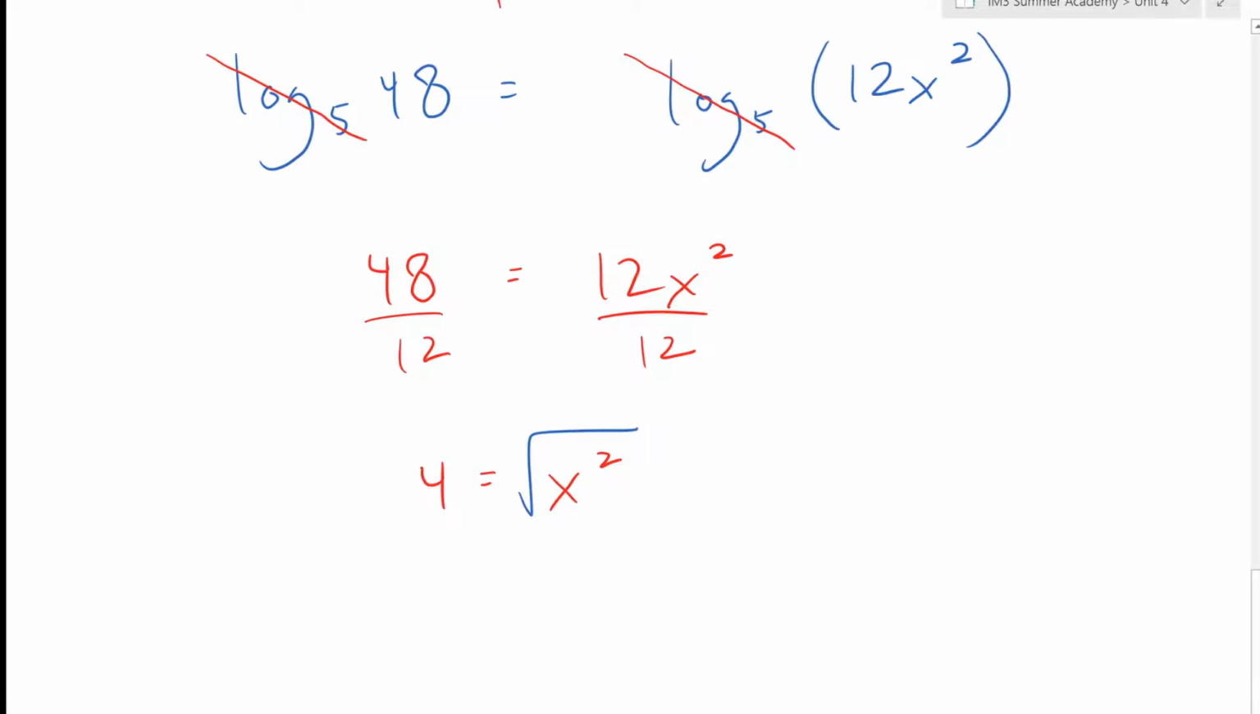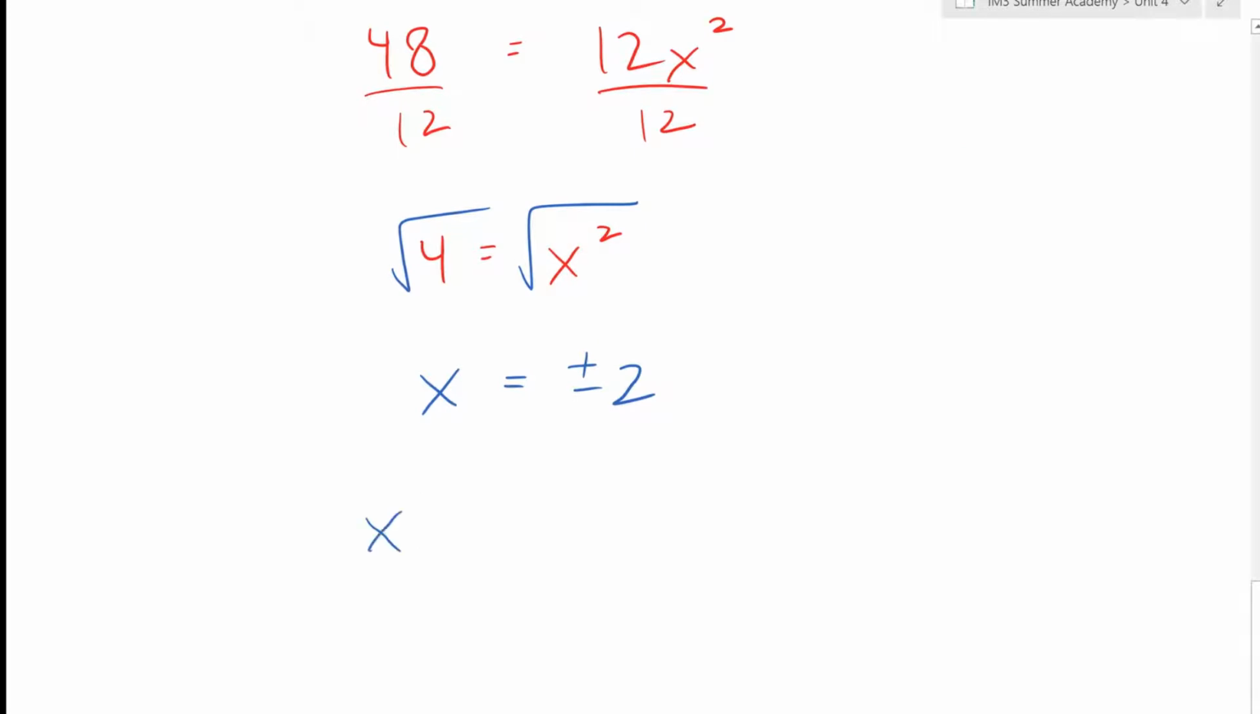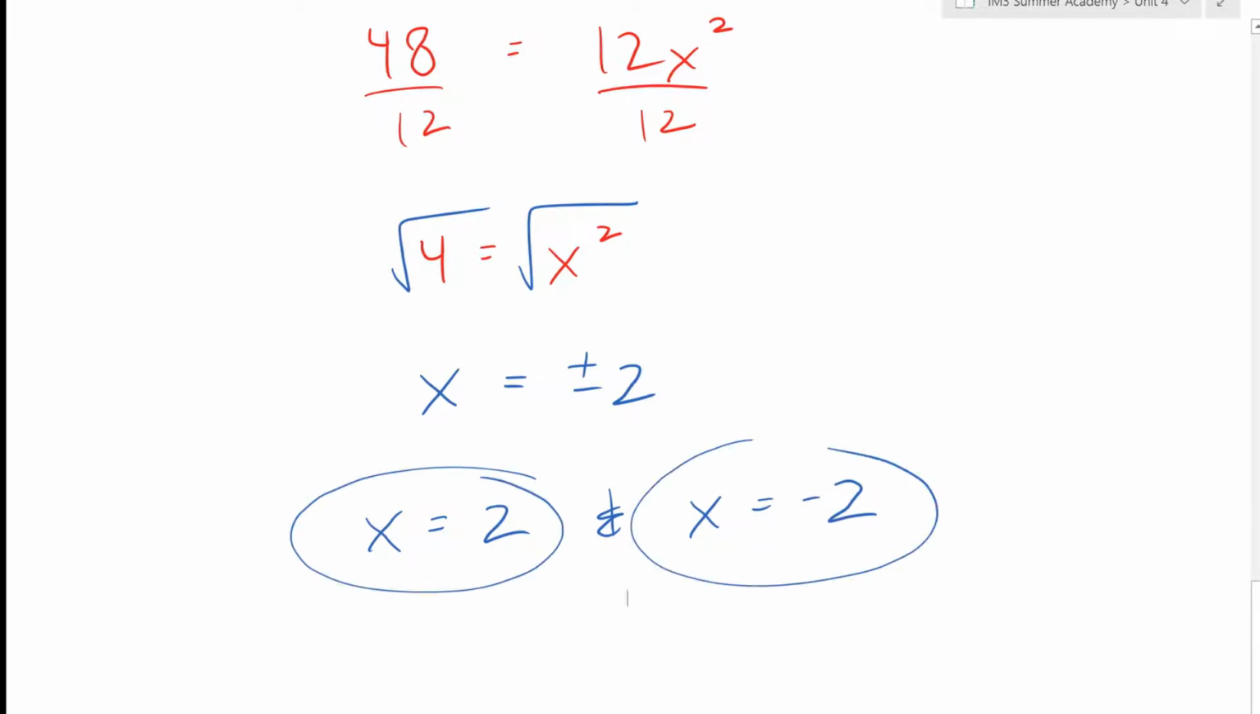We need to square root this. So x equals plus or minus 2. And what that means is we've got two answers: x equals positive 2 and x equals negative 2. Now when it comes to two answers, we don't want to stop and automatically say that both are correct.